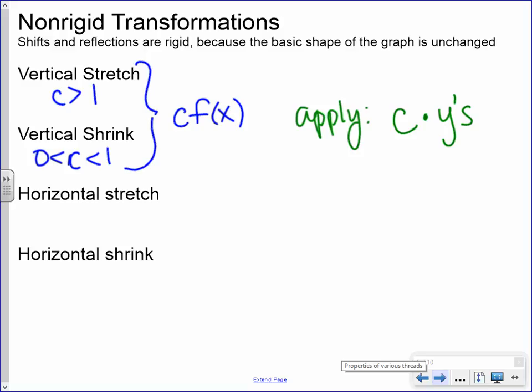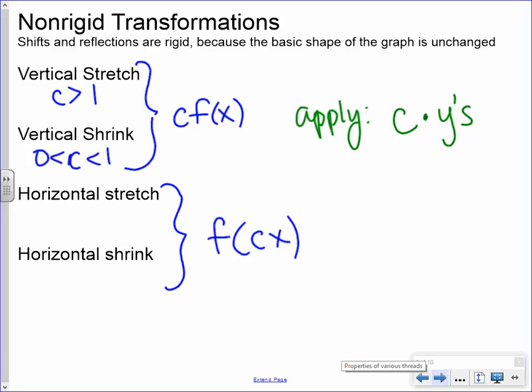All right, let's talk about a horizontal stretch and shrink. Multiplying by C on the outside gave us a vertical stretch or shrink. So how do we get a horizontal stretch or shrink? I'm out of pods, so I'll have you help me out. So f of c of f. Okay, so we're going to multiply by C on the inside.